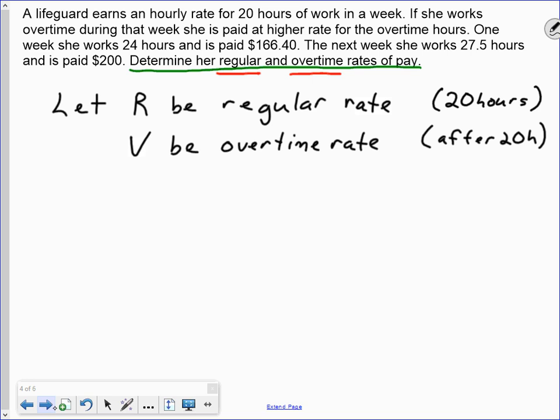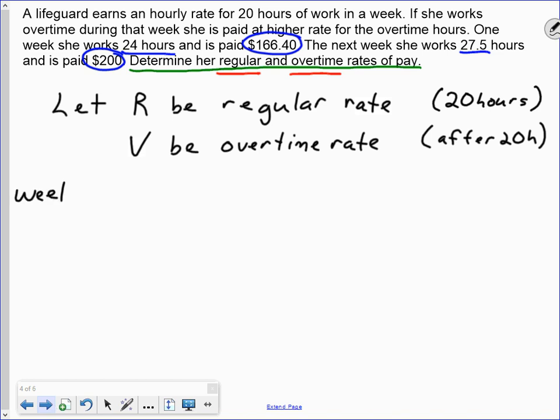Okay, so what are we given our totals for? Let's see. One total that we have here is she earned $166.40 one week when she worked 24 hours. The next week she worked 27.5 hours, but the total was $200. So we're going to need an equation for each of these two weeks.